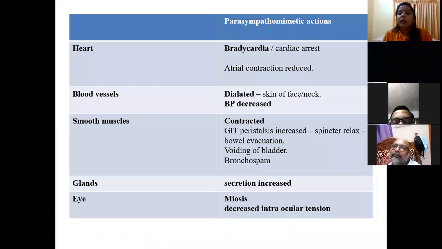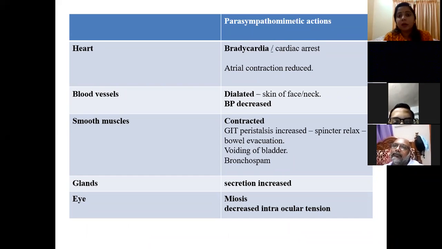So now coming to the question part. I told you parasympathetic is associated with rest and digest. So in the heart, what will be the action? Bradycardia, because it is resting. In blood vessels, what will be the action? Resting, so BP is decreased. Blood vessels are dilated.